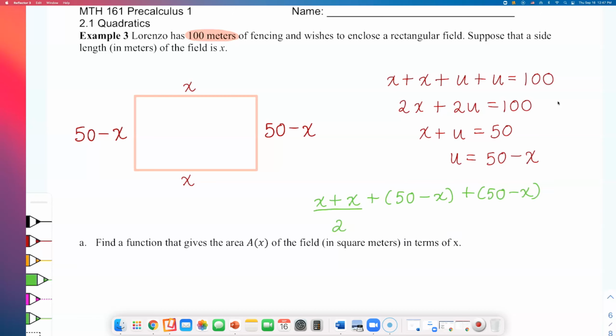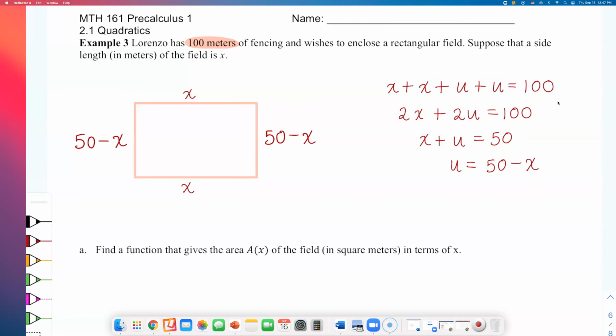These two will add up to 2x. These two will come out. I will have 50 plus 50 adding up to 100. I will have negative 2x, negative x and negative x, coming out to minus 2x. So x's cancel out and I will get 100. So yes, we got the measures right. But now what are we doing with this?